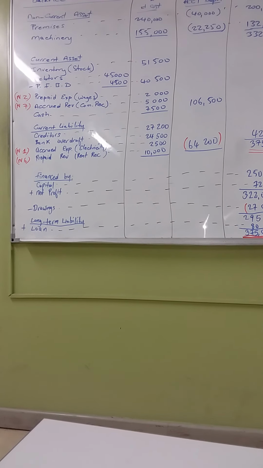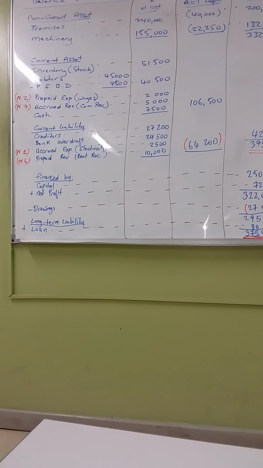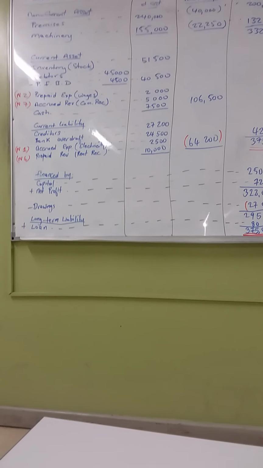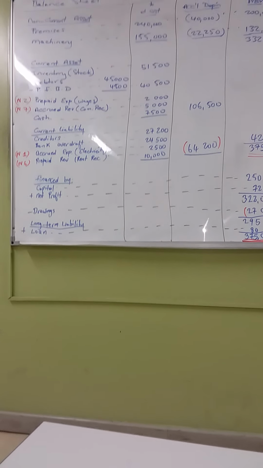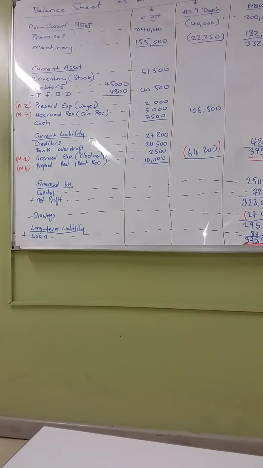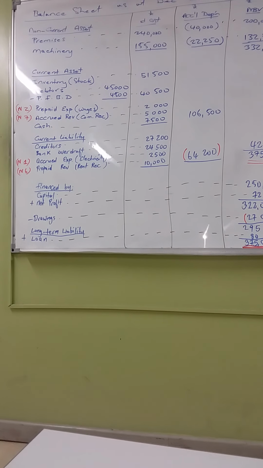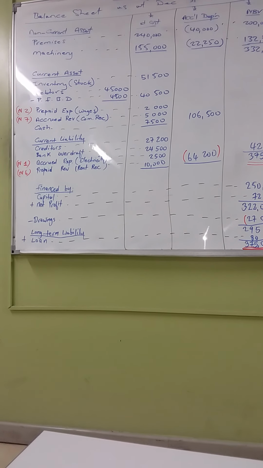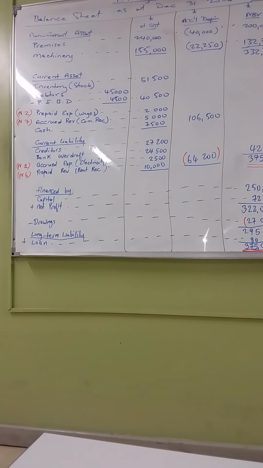Next, we have our prepaid expense. So there was a prepaid expense on wages of 2,000. That represents an asset to us. We had overpaid wages, so that is the company's money. That is note 2. Then note 7, accrued revenue.